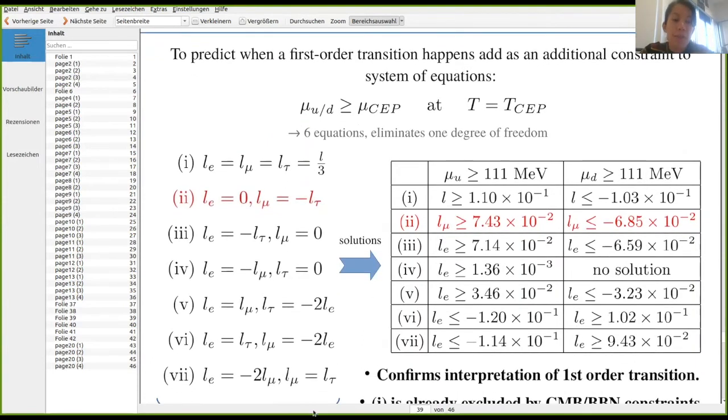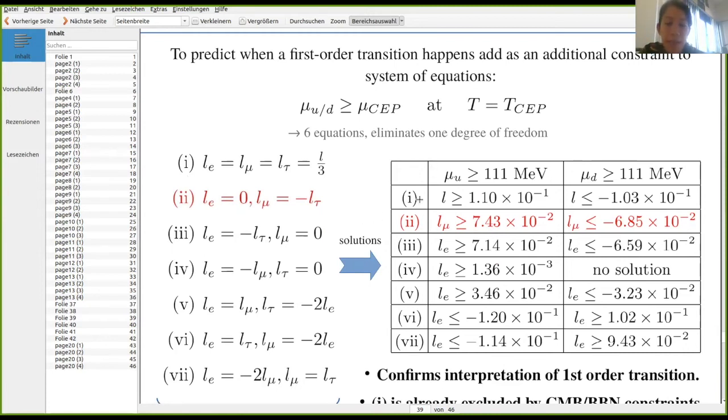Now, that was just one realization. We studied several benchmark models of lepton flavor asymmetries. The one in red here, scenario 2, is just the one I showed you the plots of. And the other scenarios, 3 to 7, are all constructed in a way that they always fulfill the CMB and BBN requirements. The first one is a scenario of equal lepton flavor asymmetries. And you can really make predictions in those scenarios for which values of the lepton flavor asymmetries you would find a first order transition.